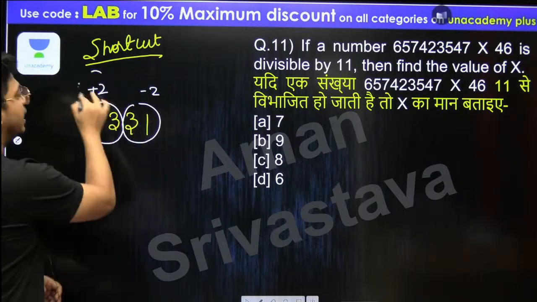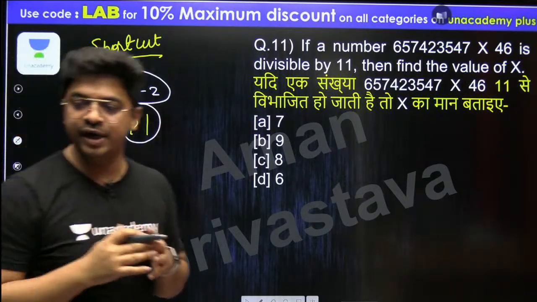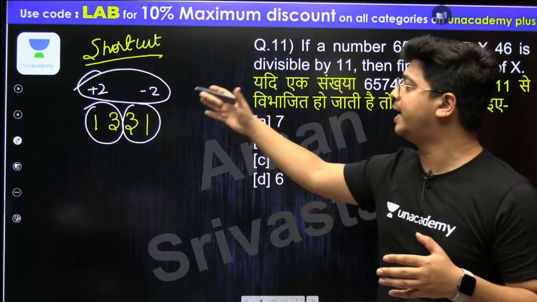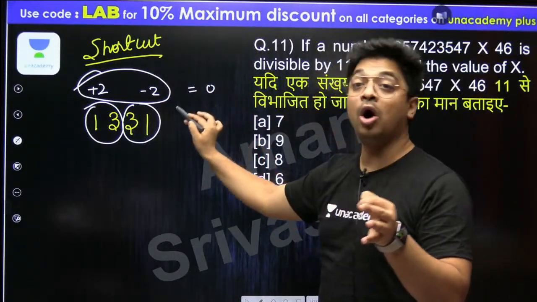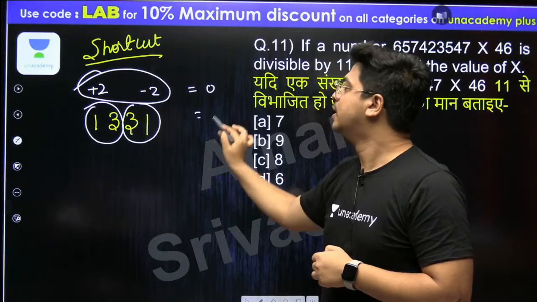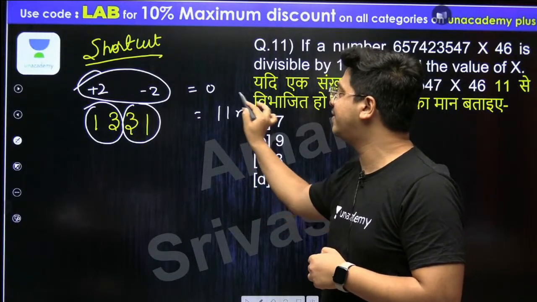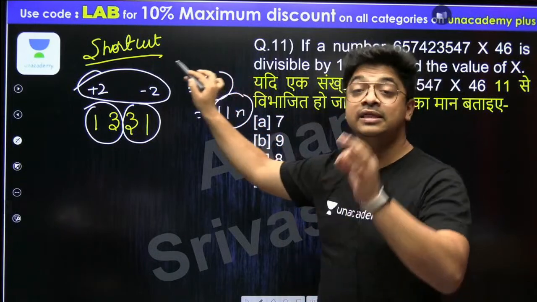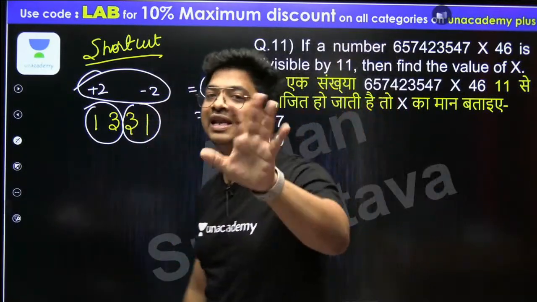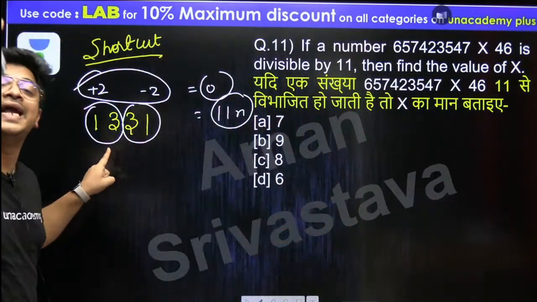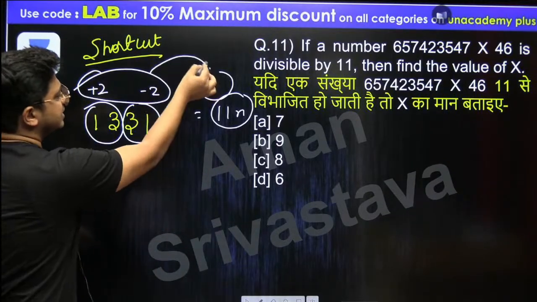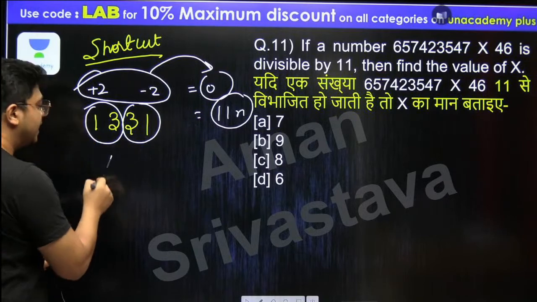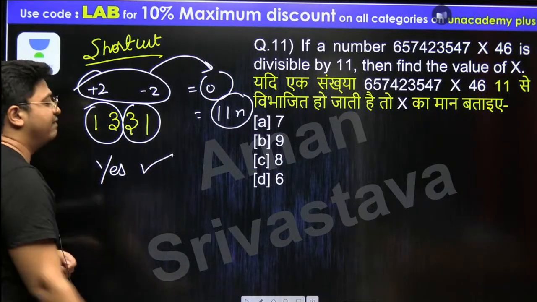Now add both of these. If on addition it is equal to 0 or any multiple of 11, then that number is a perfect multiple of 11, or this number indeed is divisible by 11. So here, since we can easily see that this is equal to 0, yes, this number is divisible by 11. Is this clear?